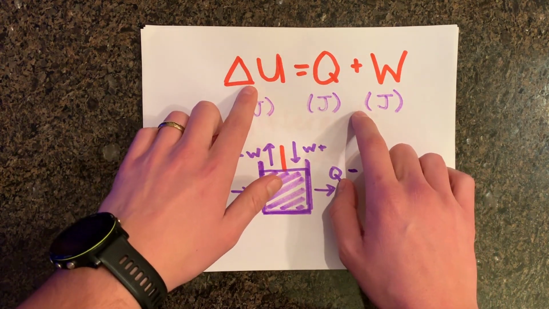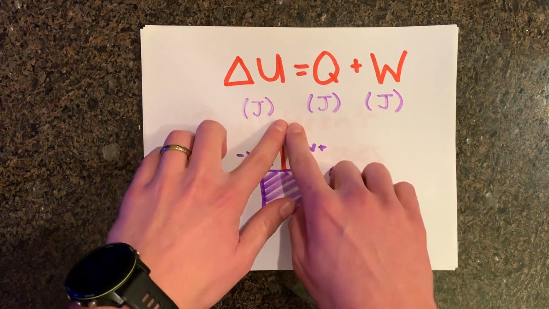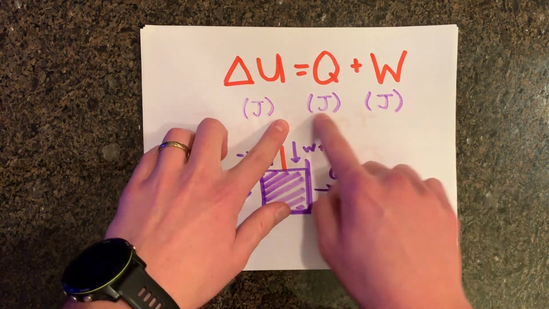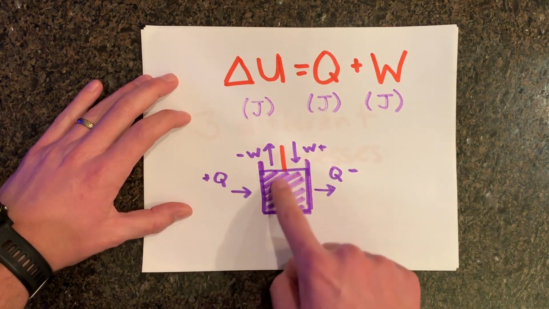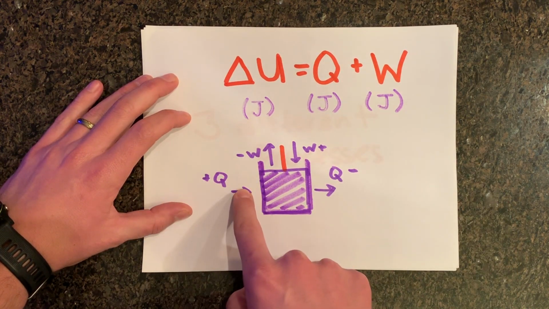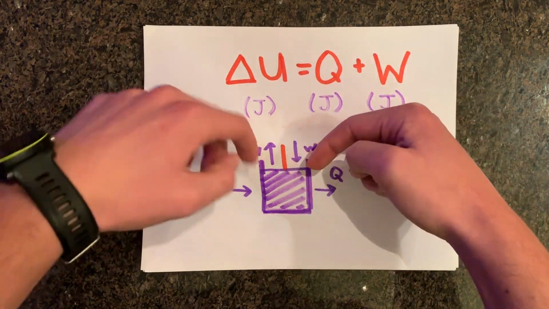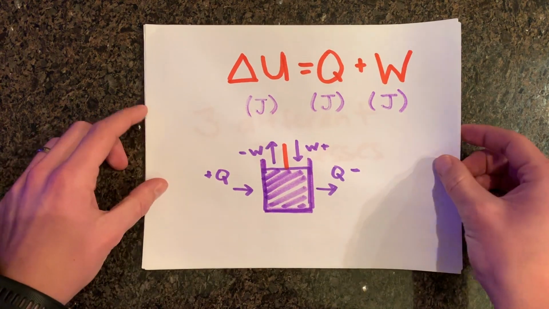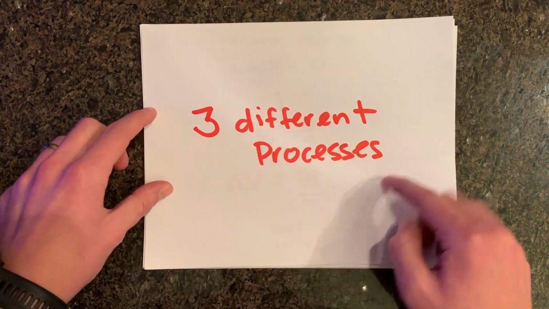This law can be stated as an equation where delta U equals Q plus W. All of these quantities will be measured in joules. This means that the change in the internal energy of a system will be equal to the energy transferred to or from the system as heat plus the energy transferred to or from the system as work. Because of this law, we can outline three different types of processes that can occur.